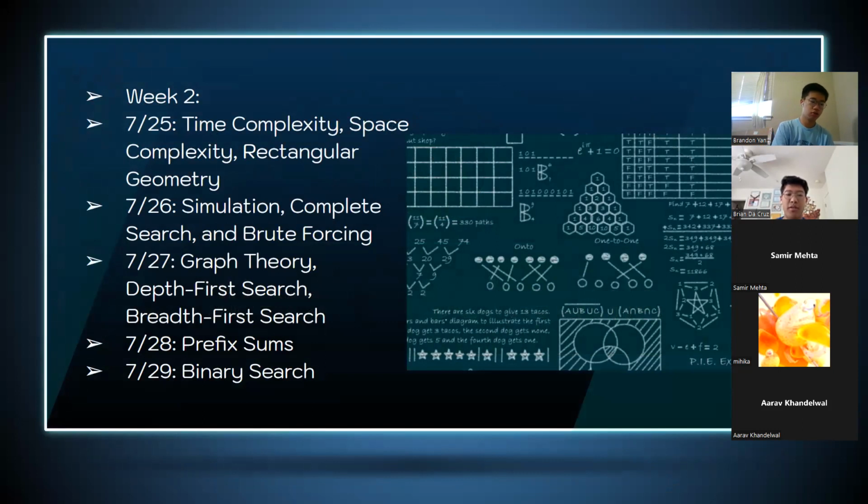We'll move on to simulation, complete search and brute forcing tomorrow, which is also a really important topic that you guys need to know. And then we'll go over some more data structure based and algorithmic stuff on Wednesday. Graph theory, really essential to competitive programming, depth first search and breadth first search, some important graph algorithms. And then Thursday and Friday, we'll be going over prefix sums and binary search.